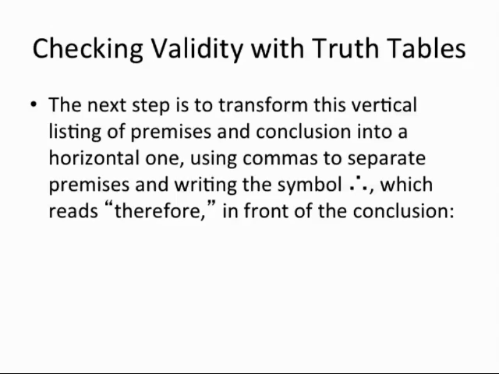Now we're going to put the lines in this argument into a single horizontal row. Separate the premises with commas and insert the symbol for therefore just after the last premise and before the conclusion. The result will look like this. B or C, comma, B, therefore not C.